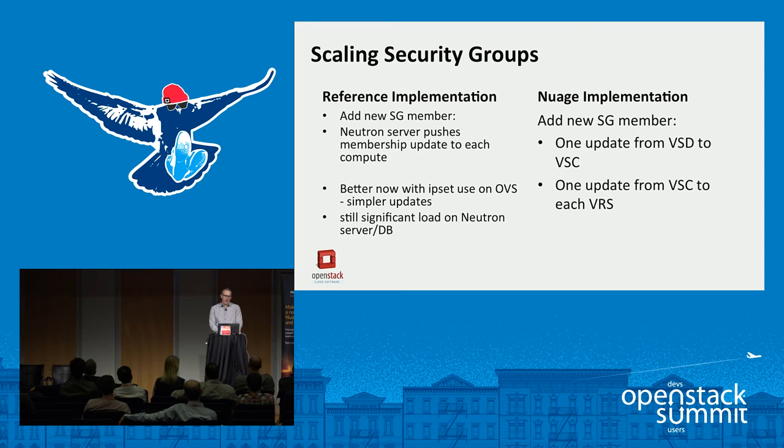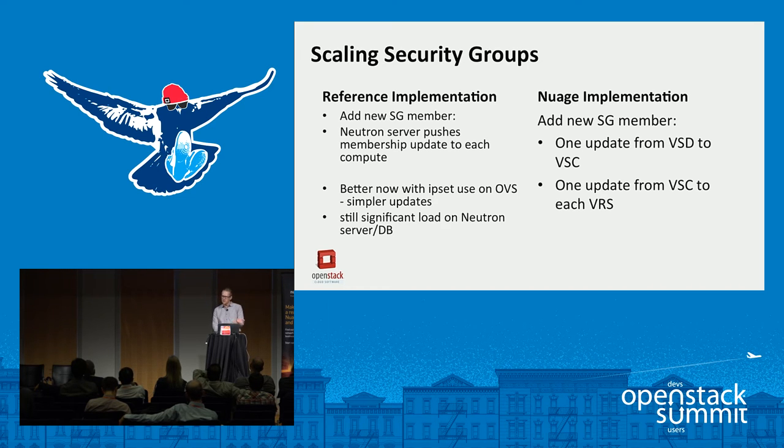For security groups, when you add a new security group member, the Neutron server has to push that membership update to each compute that is a member of that tenant. That's a very expensive undertaking if you've got hundreds or thousands of VMs in a tenant, if you've got hundreds of subnets. It used to be that that was also very burdensome on the compute node. That's better now because we've introduced ipset use on the OVS agent, so that's an improvement. But there's still a significant load on the Neutron server and database.